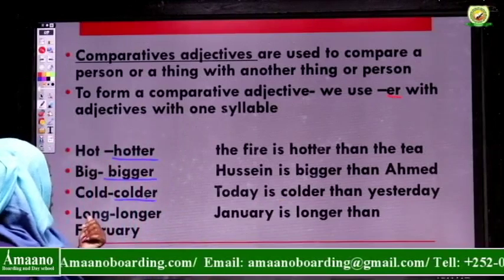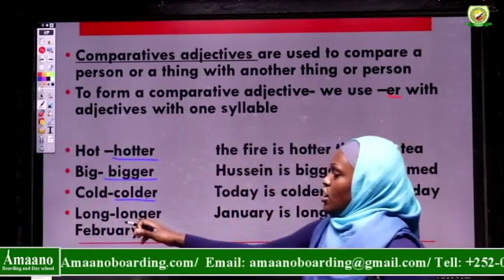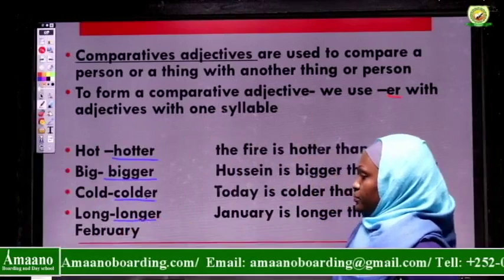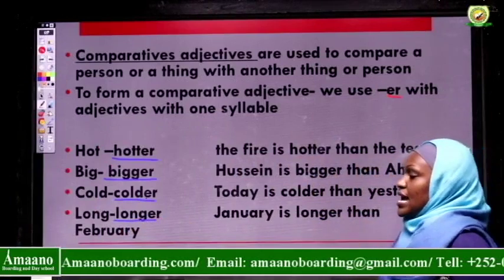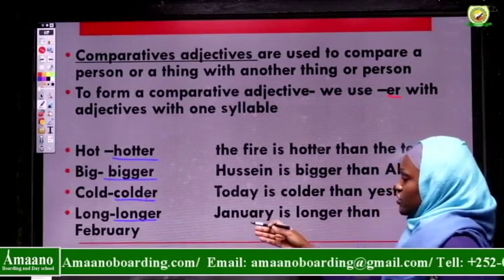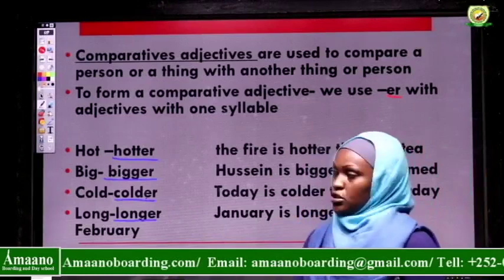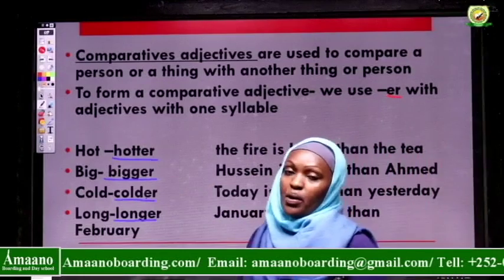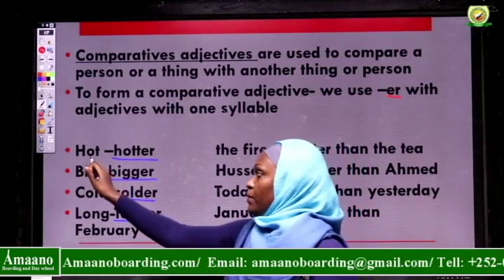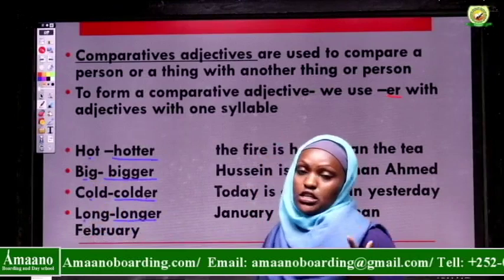We have another one, long, and the comparative adjective is longer. Then we say January is longer than February. The month of January is longer than February. February is shorter. So this is how we form them. Here we have only one syllable. If you check, it's only one.